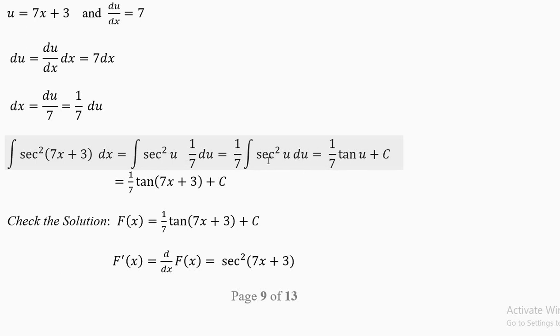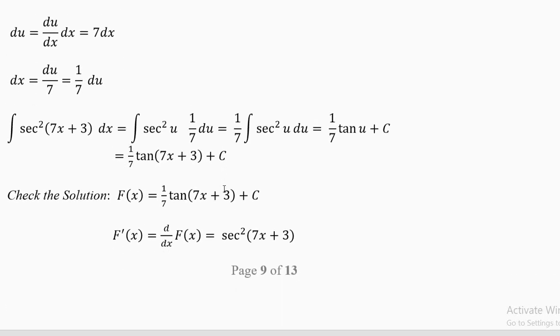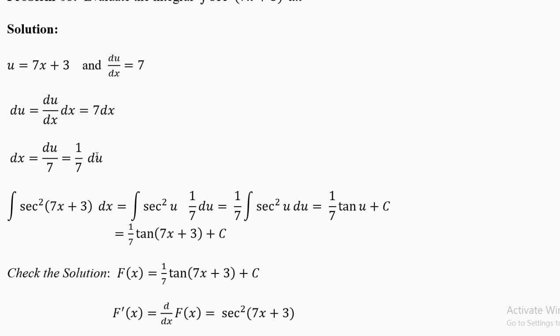Integration. Now what's the integration of secant square? Tangent. Tangent u, and 1 by 7 is outside. And how much is u? 7x plus 3. So whenever you have sine, cosine, all those 6 functions, if you see something inside, you just put it equal to u. So your answer is 1 by 7 tan (7x plus 3) plus c. See, this 1 by 7 is very important. You should carefully adjust the numbers, fix the numbers, okay?